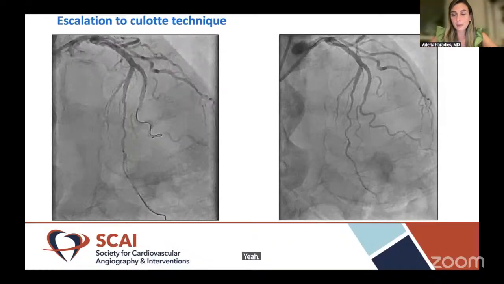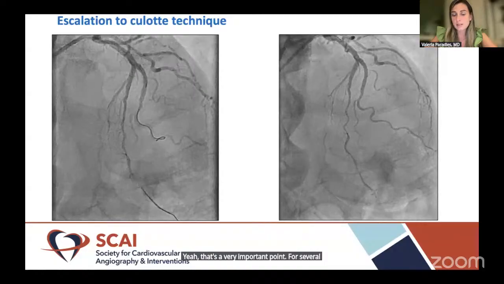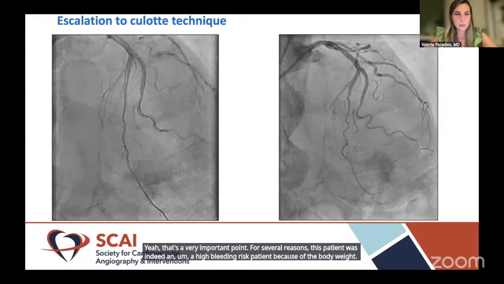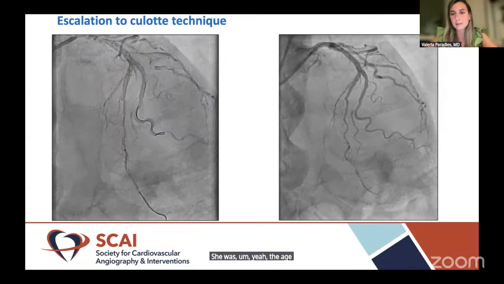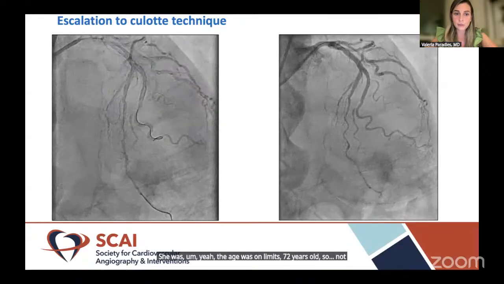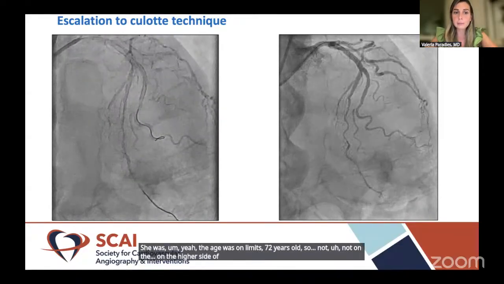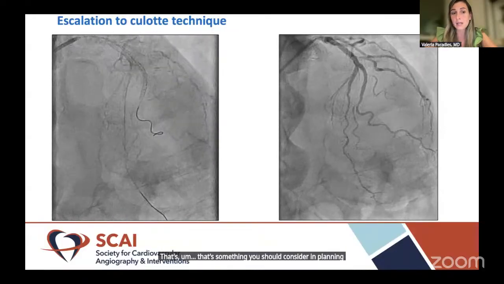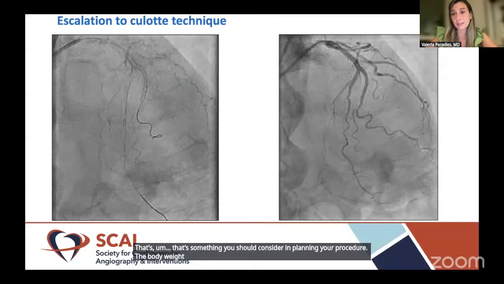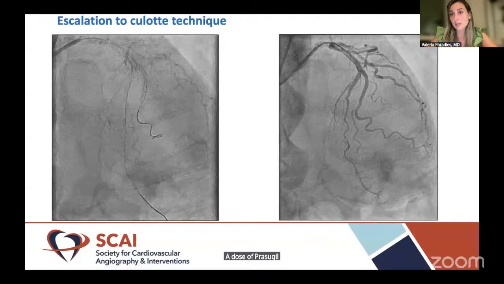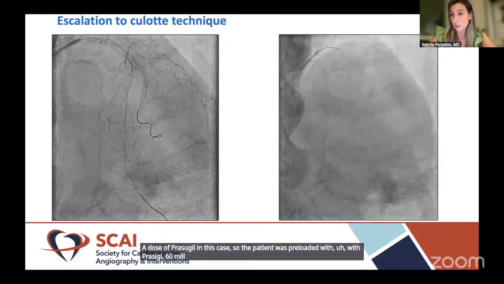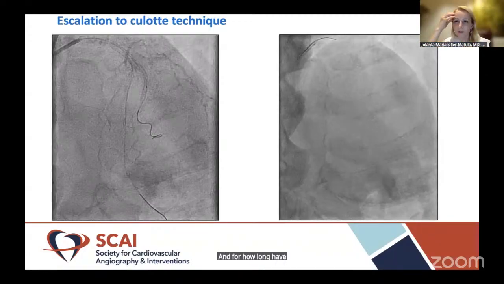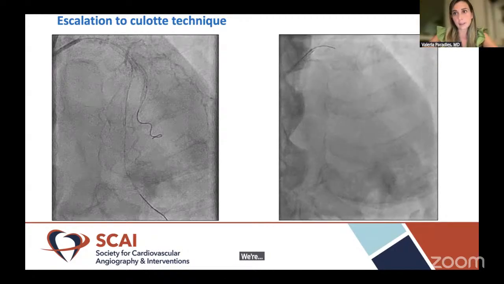Yeah, that's a very important point. For several reasons, this patient was indeed a high bleeding risk patient because of the body weight. The age was on the limit, 72 years old, so not on the higher side of the scale, but that's something you should consider in planning your procedure. The body weight actually imposed a lower dose of prasugrel in this case. So the patient was preloaded with prasugrel 60 milligrams, but you have to consider switching to a lower dose because of the weight. And for how long have you planned to go with that? For one year, for 12 months, yeah.